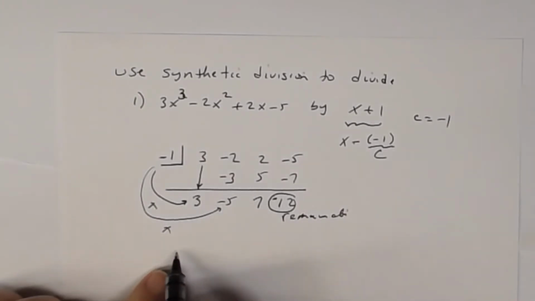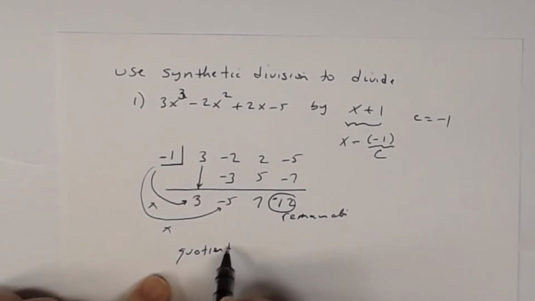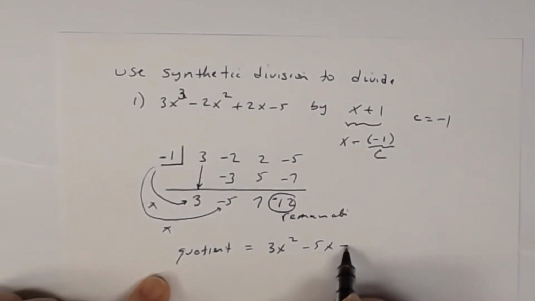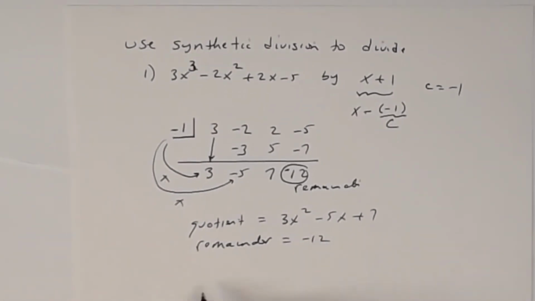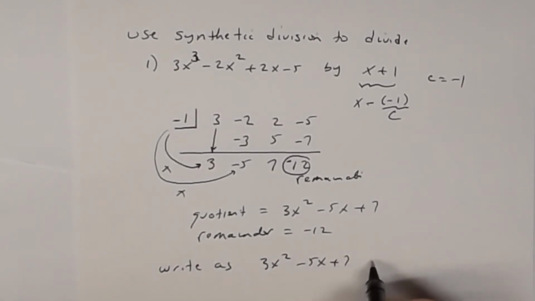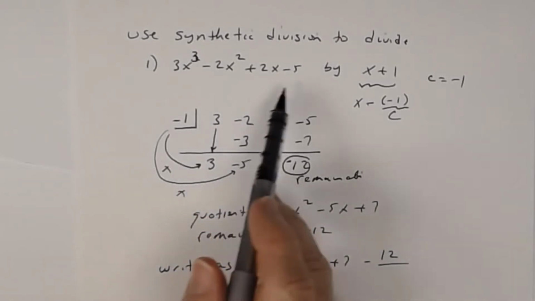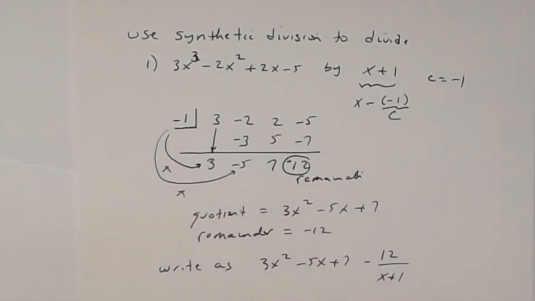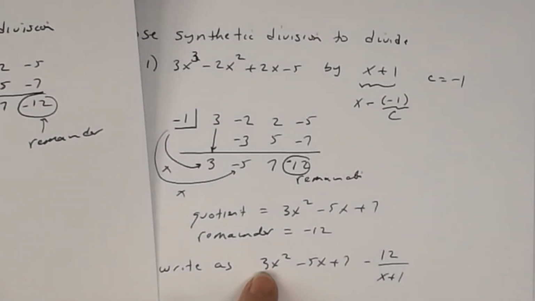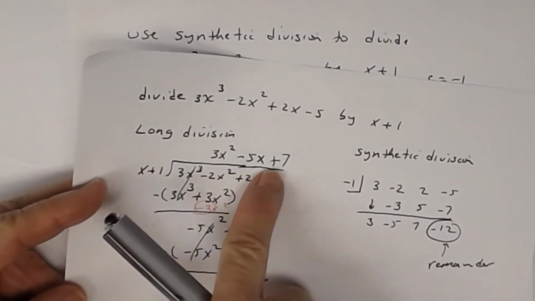All right, so therefore your quotient will equal 3x squared minus 5x plus 7, and the remainder is negative 12. Now just remember how to write this. You're going to write this as 3x squared minus 5x plus 7 minus 12 divided by your divisor, which is x plus 1. And remember, you've made the comparison now. This 3x squared minus 5x plus 7, that's what this is.